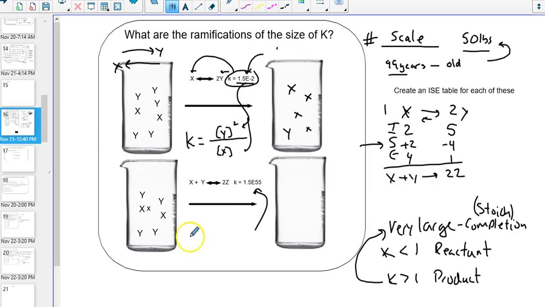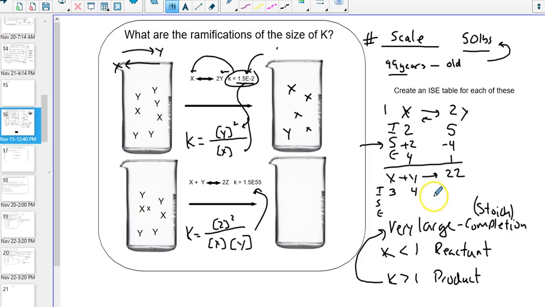So my algorithm for this one: K equals the concentration of Z squared over the concentration of X times the concentration of Y. Let's run this through and try it out. I need to get Z's. So initial, stoichiometric ratio, end. I don't have any product here. I have 4 Y's, and I have 3 of these.